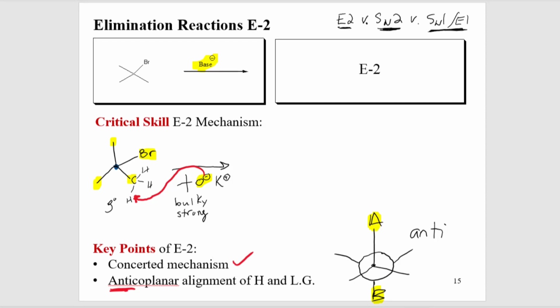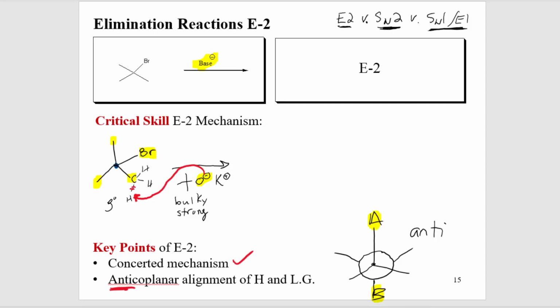But understand, all of these bonds form and break at the same time. So as the oxygen grabs the hydrogen, the electrons between the carbon and the hydrogen fold in, and as that's happening, the electrons between the carbon and the leaving group break, and the bromine takes the electrons. So notice that there is no intermediate. It is one and done. And you end up forming your double bond. There's your new pi bond. All the arrows were drawn in one fell swoop.